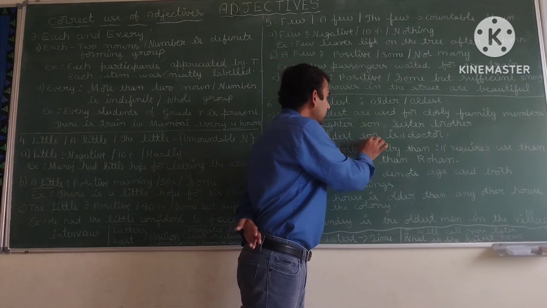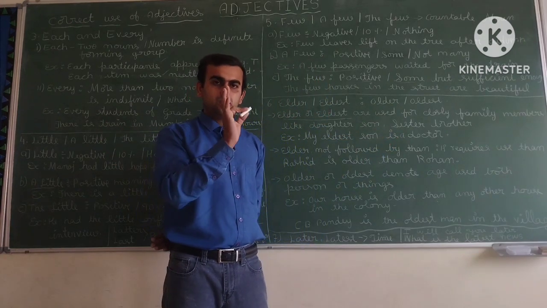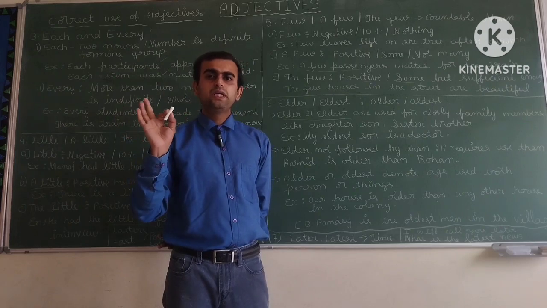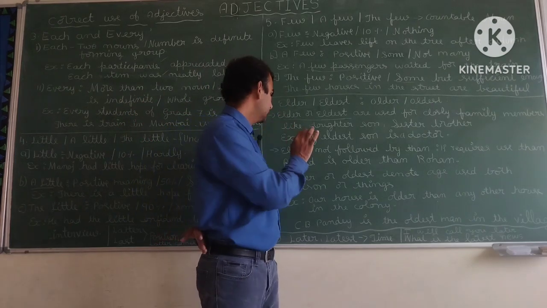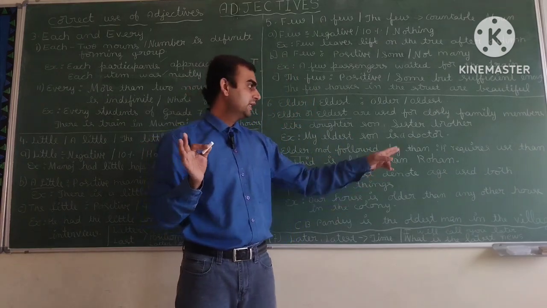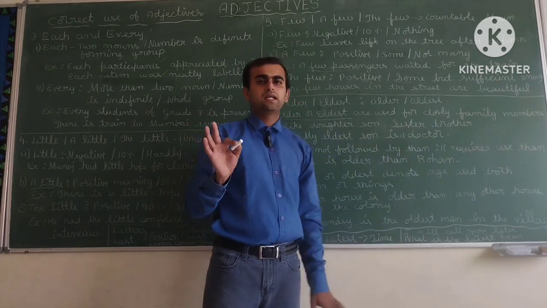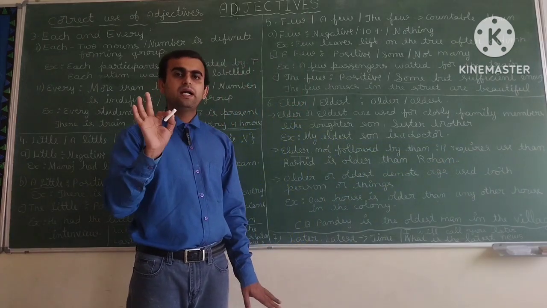Example, my elder son is a doctor. For closely related family members, we use elder or eldest. Elder is not followed by than. Especially for a comparative degree, we don't use elder. If it requires, we have to use older. For a comparative degree, there is no elder.